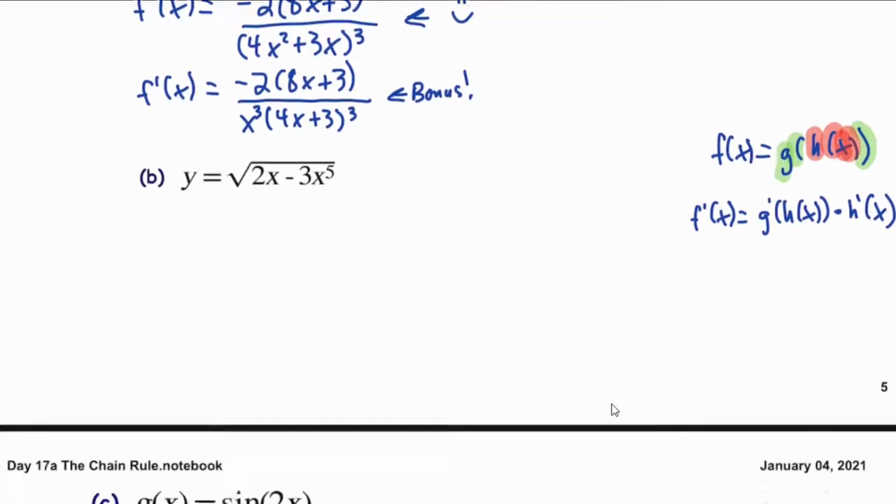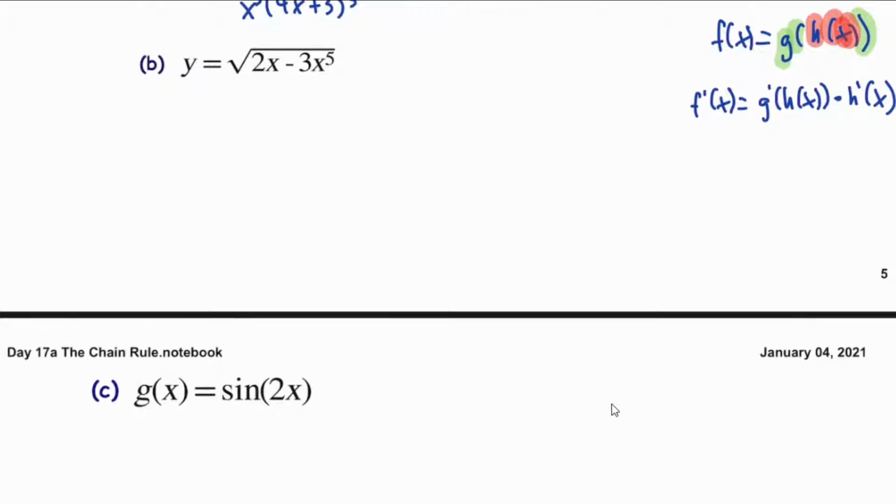Let's identify the outer and inner components of our function here. So my g of x is my outer component, and g of x is going to be equal to square root of my argument, so x. H of x is my inner component, and that's going to be the 2x minus 3x to the power of 5. And we can color code green on the outside, red on the inside.